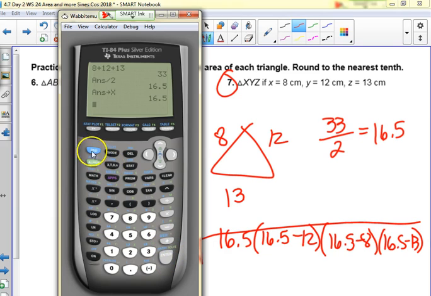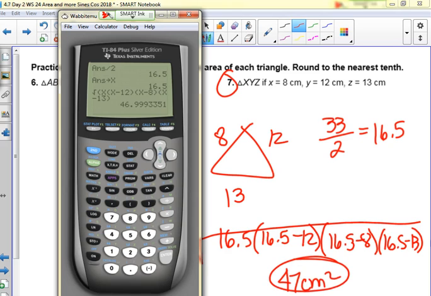Now it's stored. And then I'm going to go square root of x, parenthesis, x minus 12, close parenthesis, open parenthesis, x minus 8, close parenthesis, open parenthesis, x minus 13. And I did put the square root in already, so I get 47 centimeters squared is the area. Okay, so that's Heron's formula when you're given 3 sides.